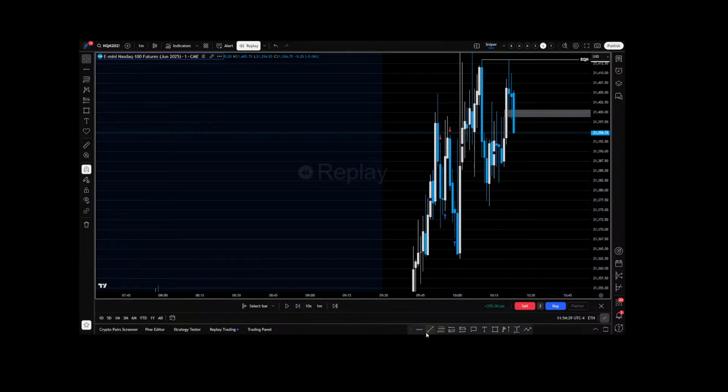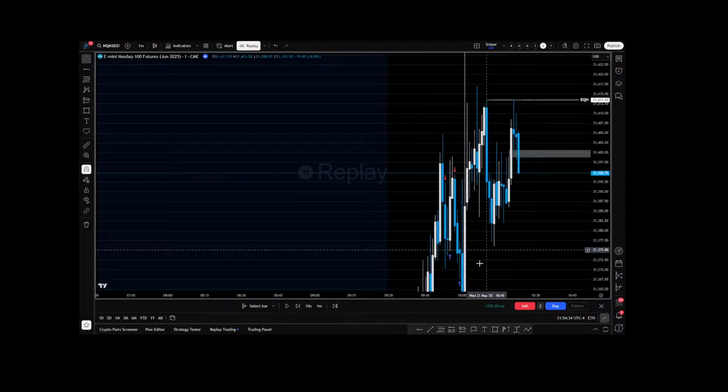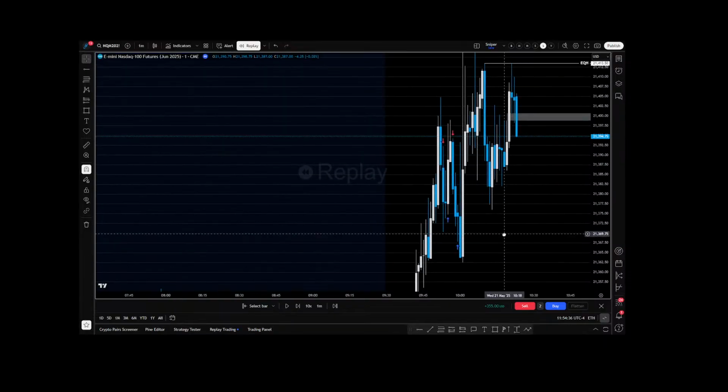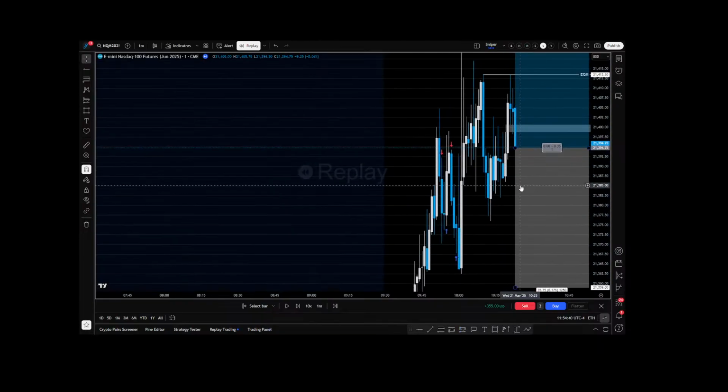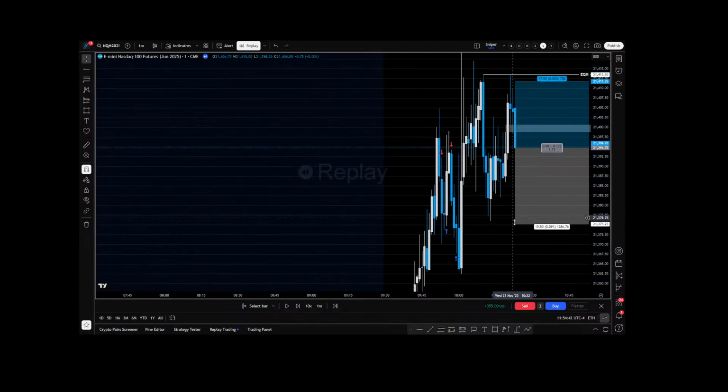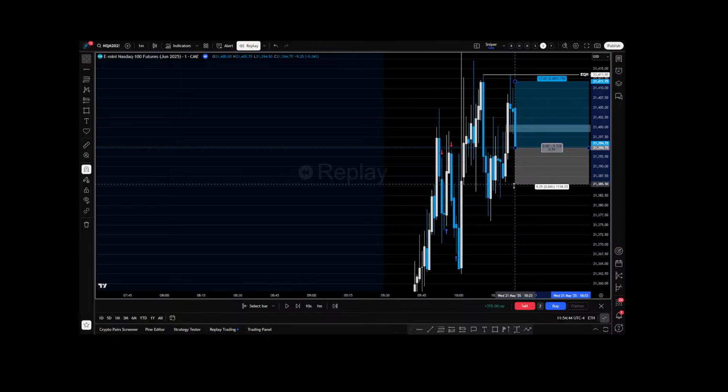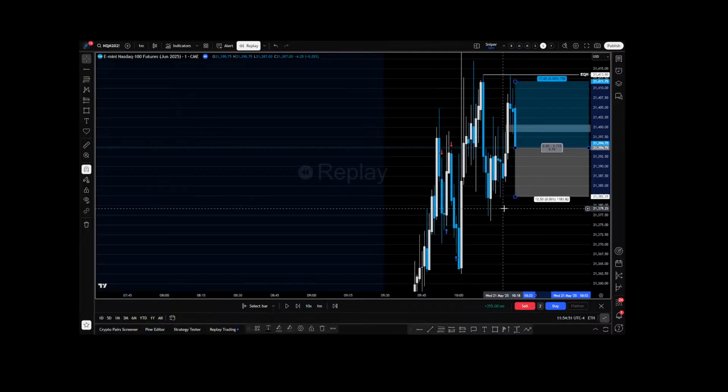And I'm not sure if this was news. It's at 10:01 Eastern, but whatever this move was, we have its low here. So this would be a short I would be entering. We have a few internal swing lows here. I'd go for something like this.